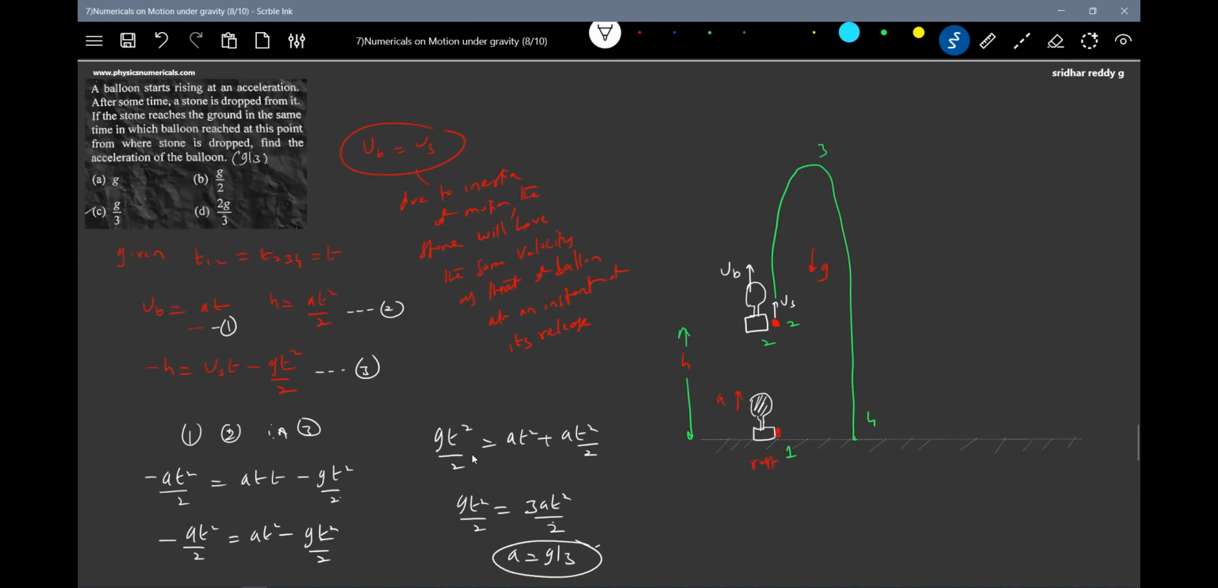So acceleration of the balloon. This is your answer. The initial symbols are very important. The equations 1, 2, 3. And next, this idea. I'll write it. Very important idea.